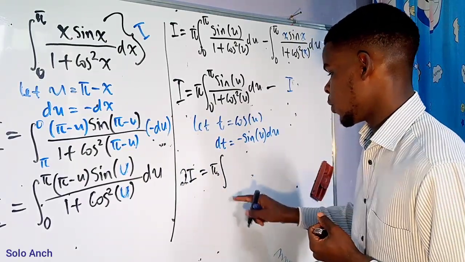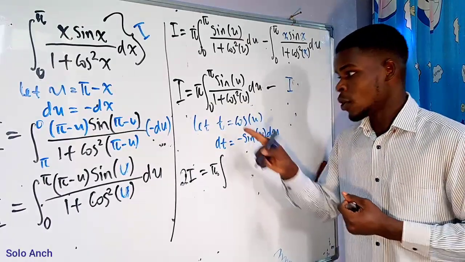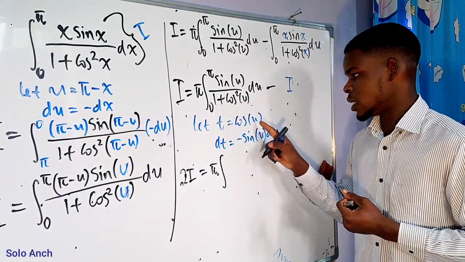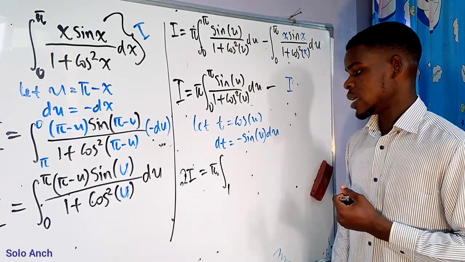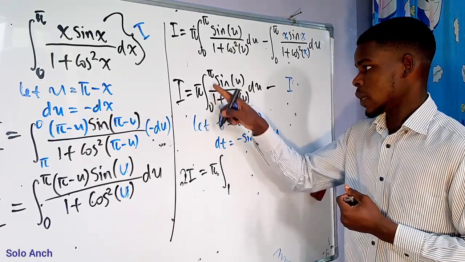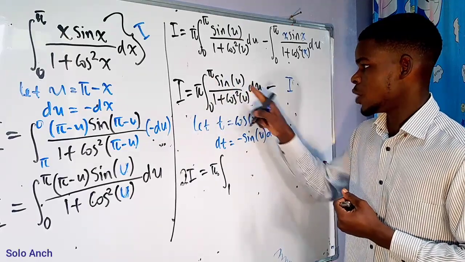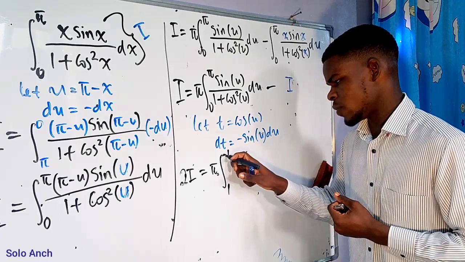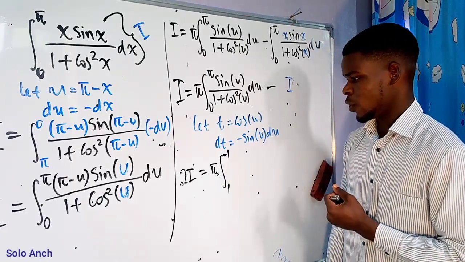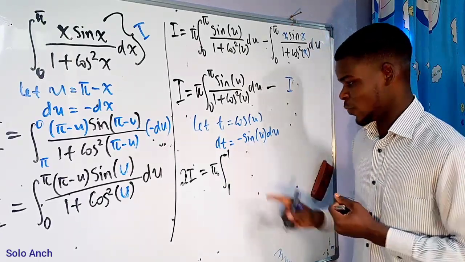We have the integral from 0. Well, when u is 0, what will t be? Cosine of 0 will give us 1. And when u is pi, t will be what? Cosine of pi will give us -1. From 1 to -1 is not good. Let's say, hopefully, we are going to change the order. Of course, this negative will help us.